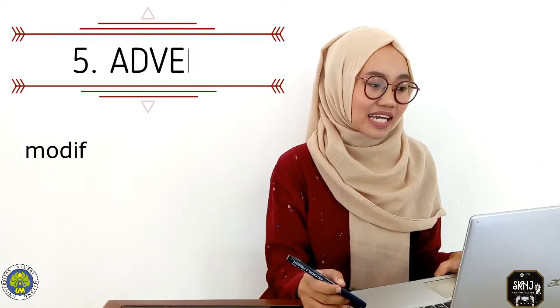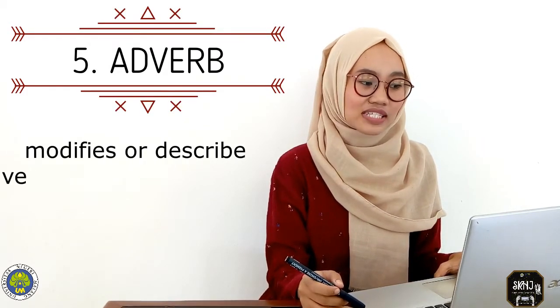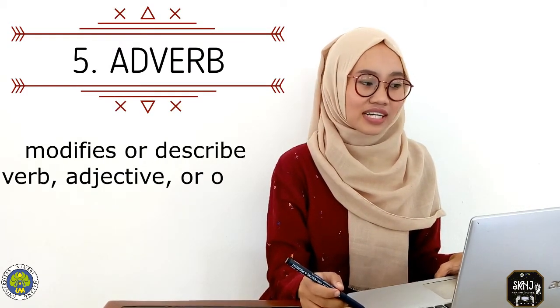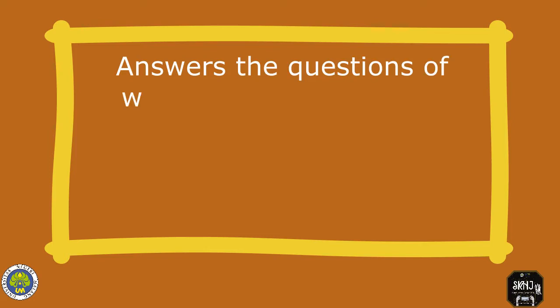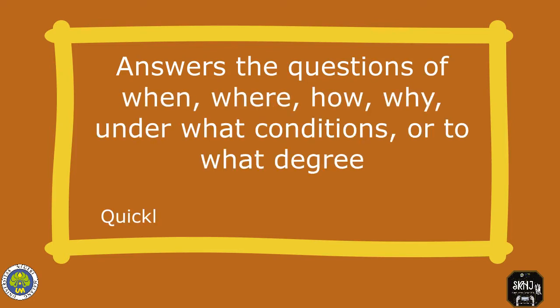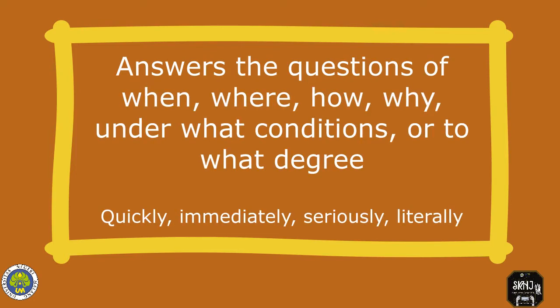The fifth is adverb. An adverb describes or modifies a verb, an adjective, or another adverb, but never a noun. It usually answers the question of when, where, how, why, under what condition, and to what degree. Adverbs often end in ly, such as quickly, immediately, seriously, and literally.